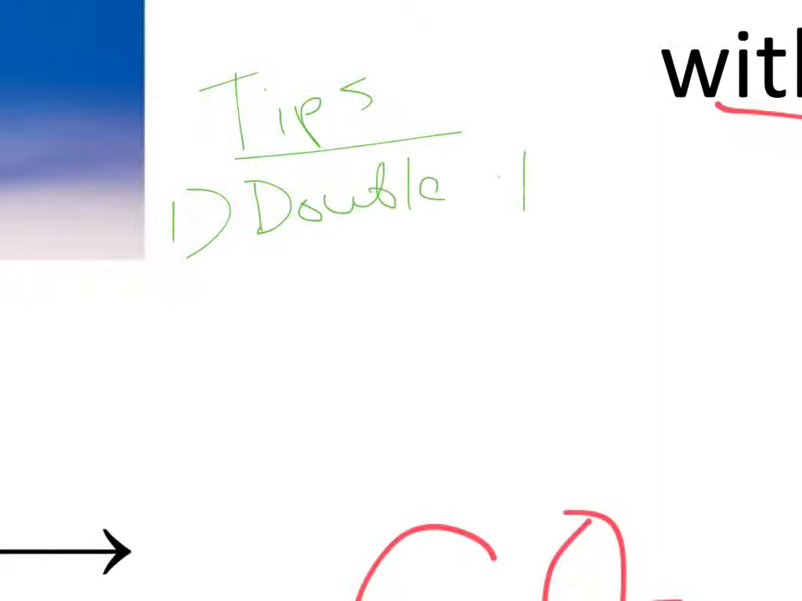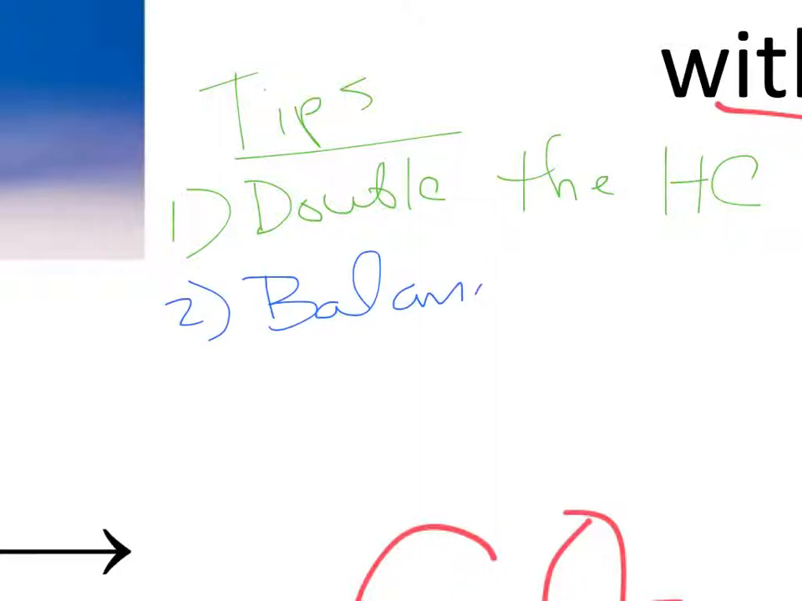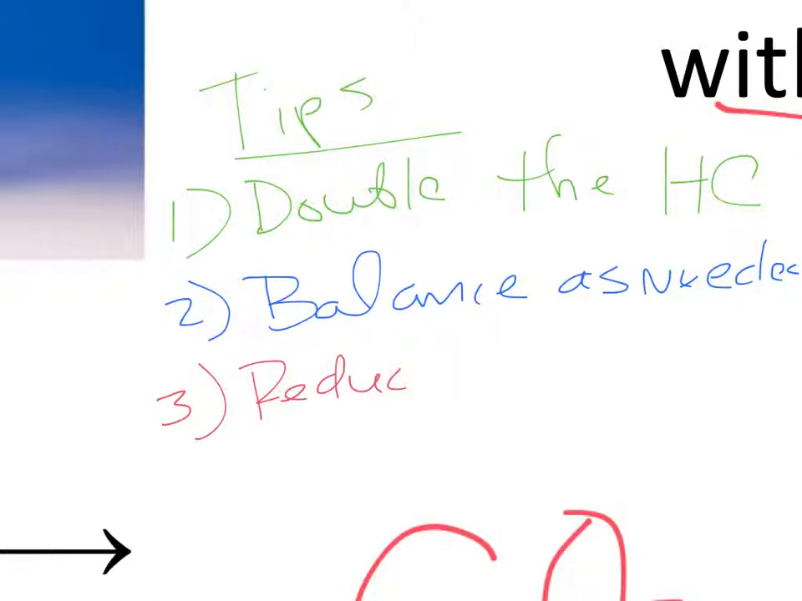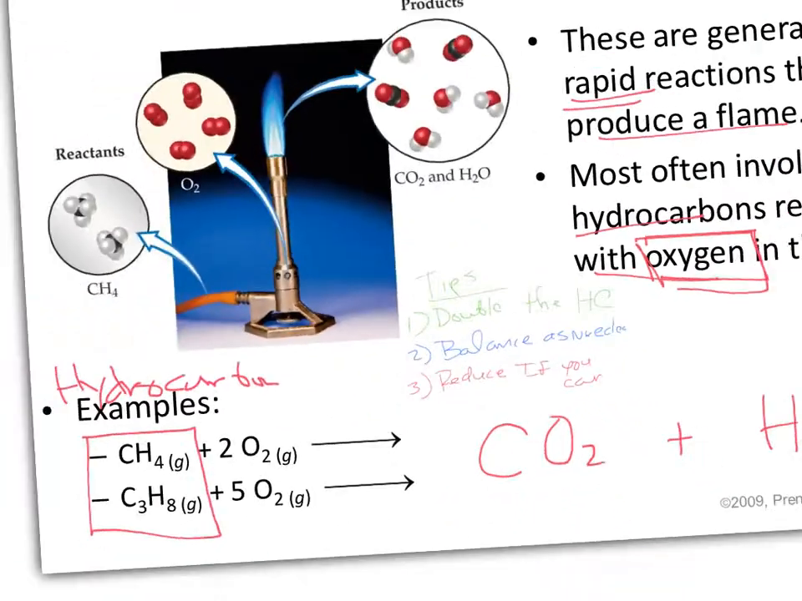So the tip, all right, tip number 1 is double the HC, and what I mean by HC is the hydrocarbon. Step 2 is balance as needed. And then the last one is 3, which is reduce if you can. And again, those are the tips in order to balance all of these.